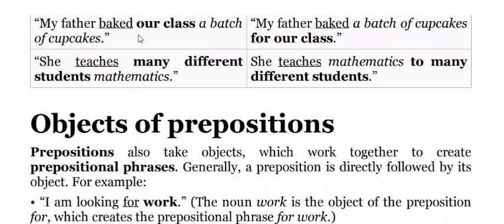My father baked our class a batch of cupcakes. Here the indirect object is our class, and the direct object is a batch of cupcakes. So: my father baked a batch of cupcakes for our class.